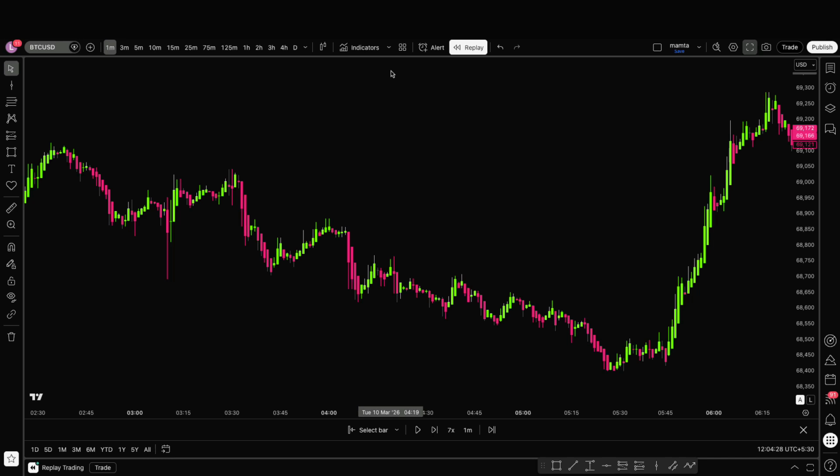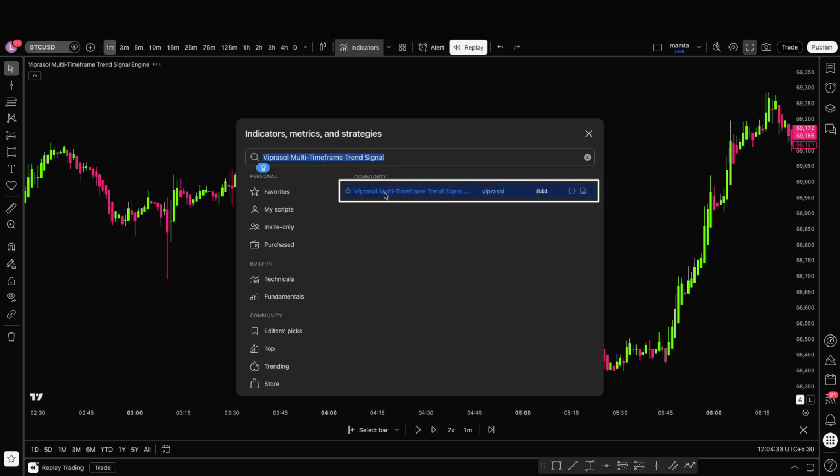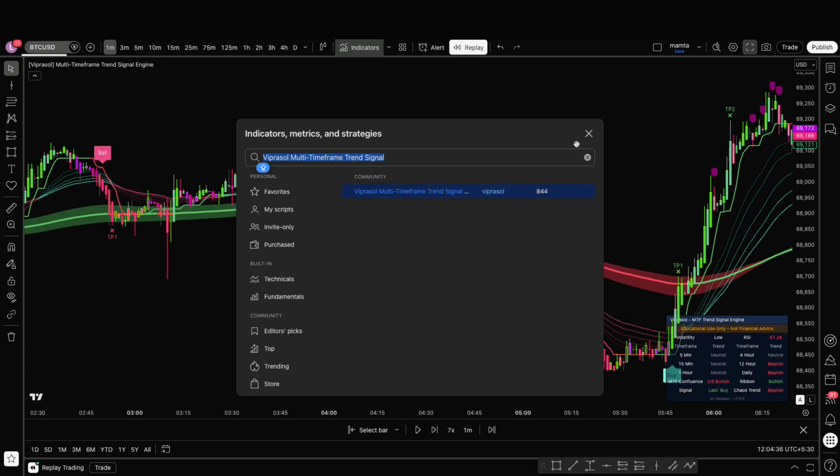Next, you'll want to find those magic indicators. Head over to the Indicators tab and search for the Viprasol multi-time frame trend signal. Select the indicator made by Viprasol and add it to the chart.